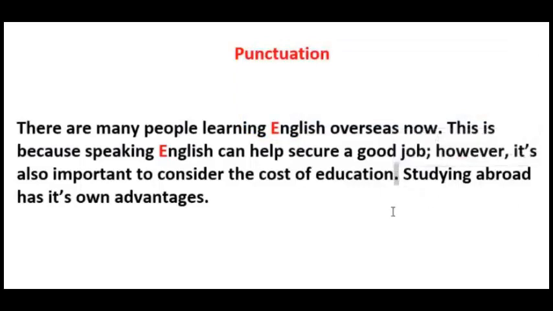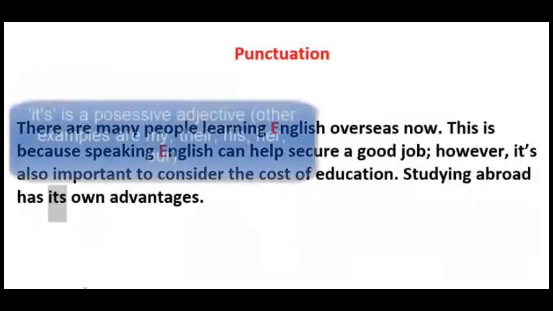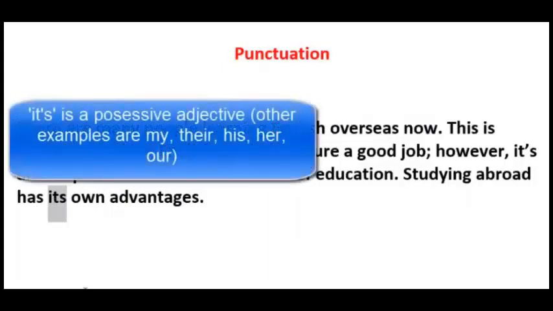This is good. I finished this idea with a full stop and started the new sentence with a capital letter. Studying abroad has its own advantages. Whereas here I forgot the apostrophe. In this case I don't need an apostrophe because this isn't a contraction of two words. It's actually the possessive adjective, its own advantages.